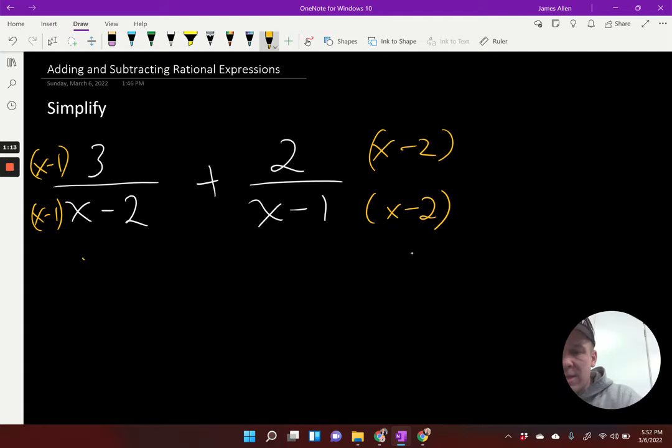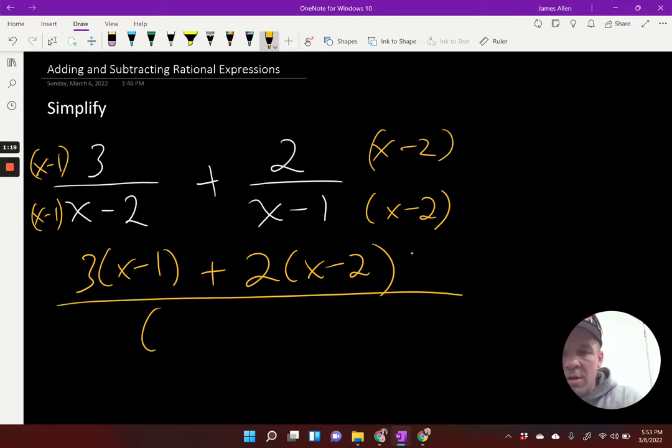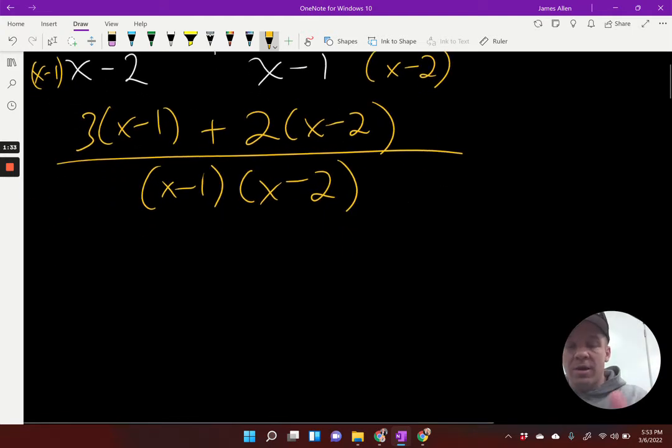Back to the math. Let's see here. We got 3 times x minus 1 plus 2 times x minus 2. And at this point, I'm going to throw it all over x minus 1 and x minus 2. All right, now, be careful here. Some people are like, ooh, we're going to cancel away and it's 5. No, wrong. I need to distribute in my numerator first.